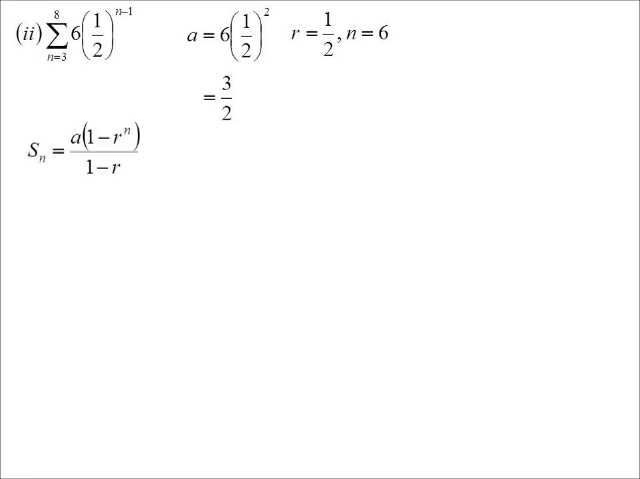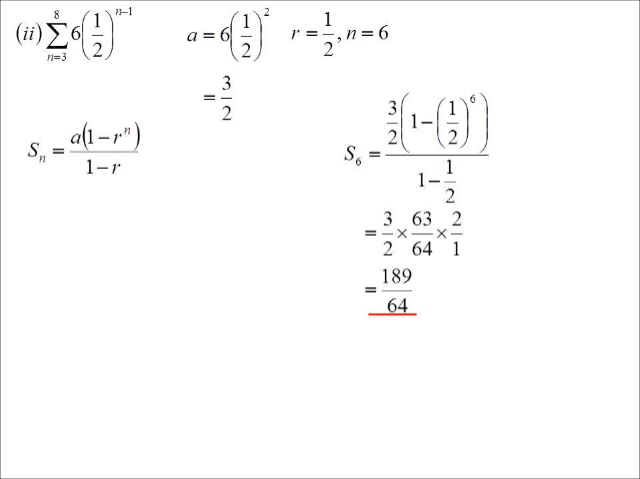So sub that into our formula. Again, depending on how good your calculator is, the way you'd approach putting this all together, I'd probably work out the 1/2 to the power of 6 before I do the 1 minus, but again, that's because I'm used to using older calculators. On the bottom, we've got 1 minus 1/2, which is 1/2. That'll cancel into the 3 on 2.